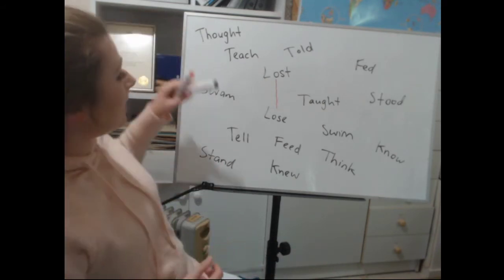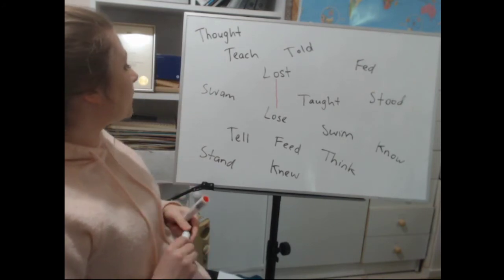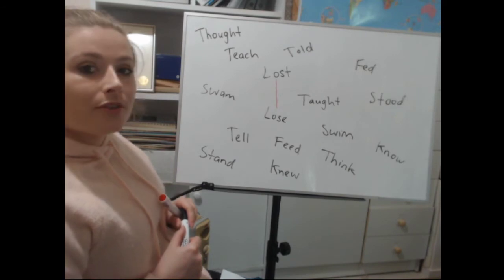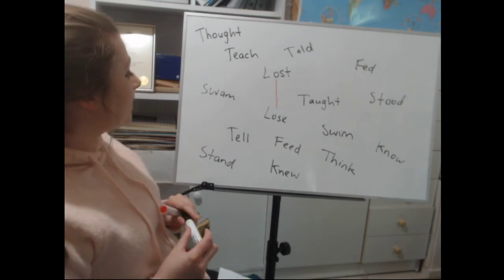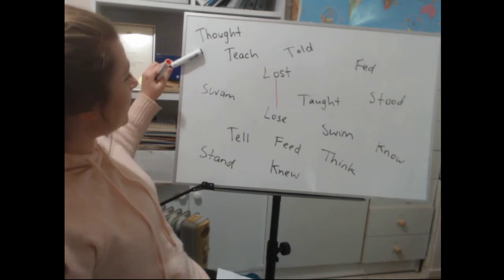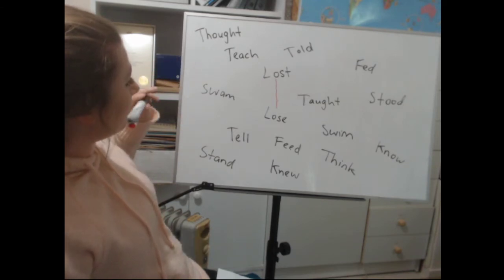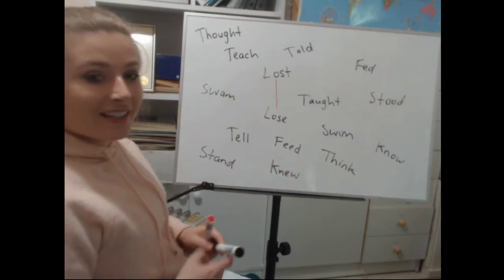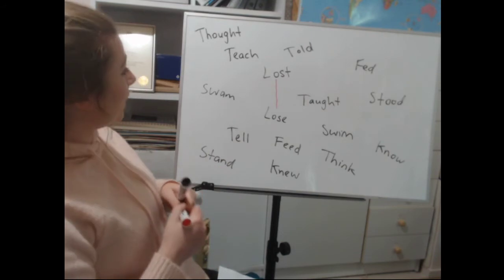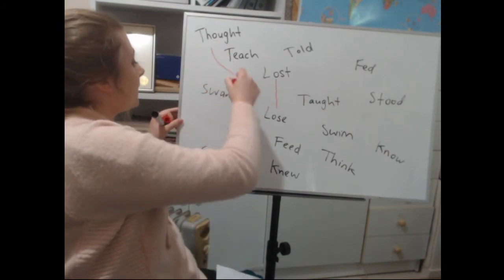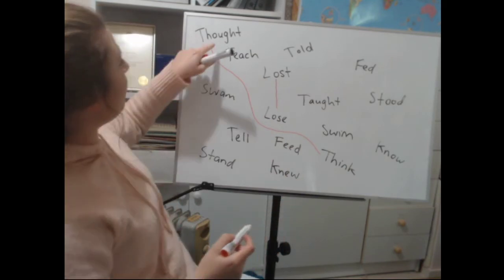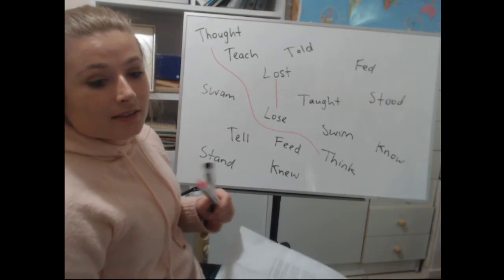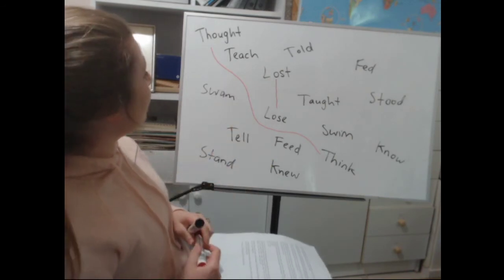Okay, let's start at the top here. Thought. I thought about him yesterday. Where's the present verb for thought? Think. Good. I often think about him. Okay, so this comes down here. So thought is the irregular verb and think is the present, so that's an example of an irregular verb.